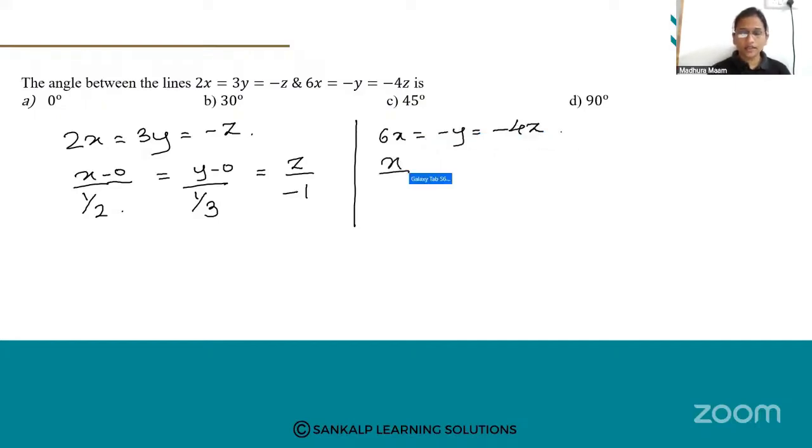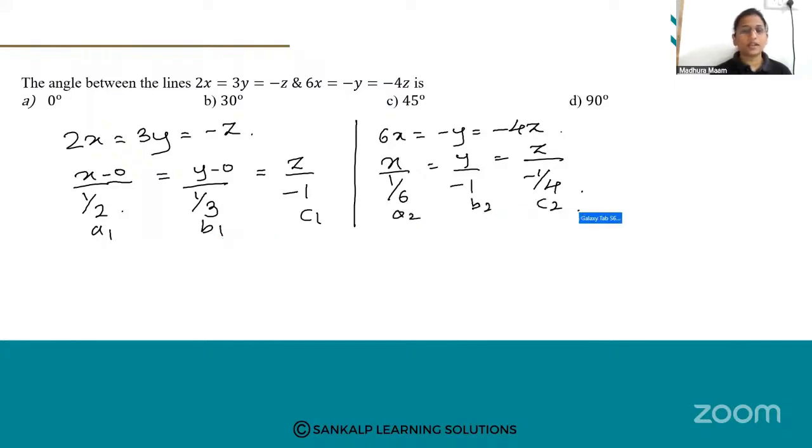How can I rewrite this? 1 by 6. I can write this as by minus 1, and this I can rewrite as minus 1 by 4. Correct? Fine. Now what is in the place of a1, b1, c1? So this is a1, b1, c1. This is a2, b2, c2. Correct? So this is in Cartesian form.